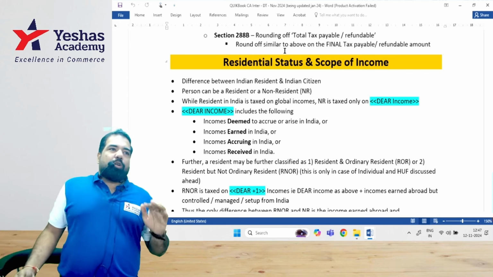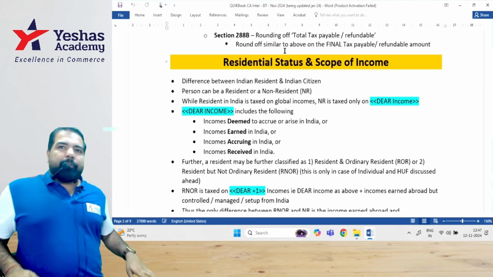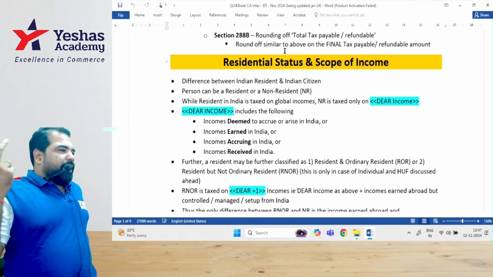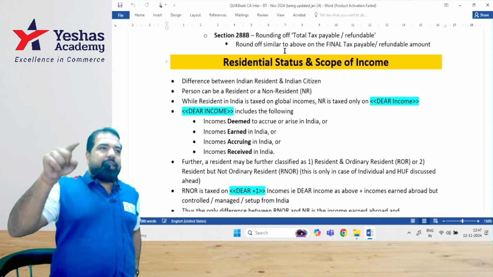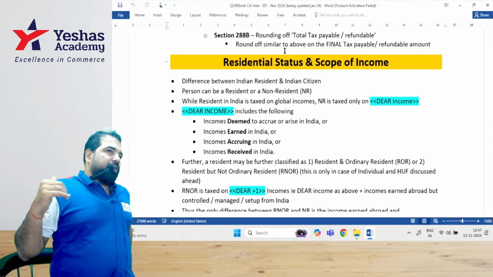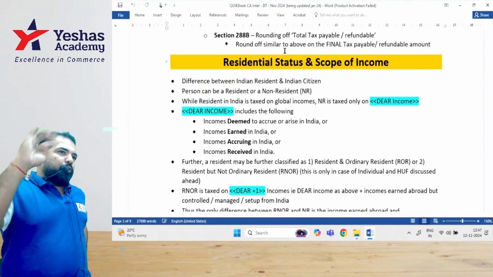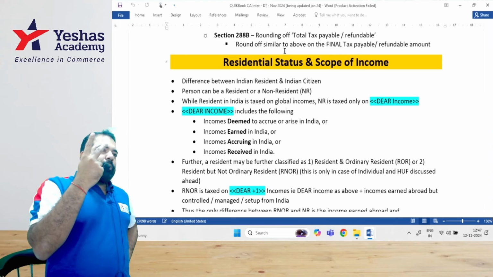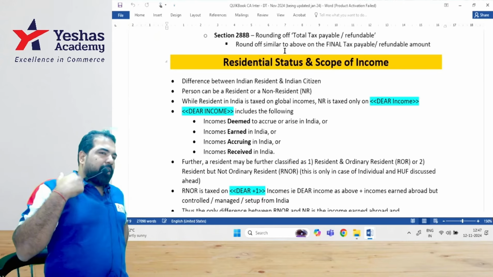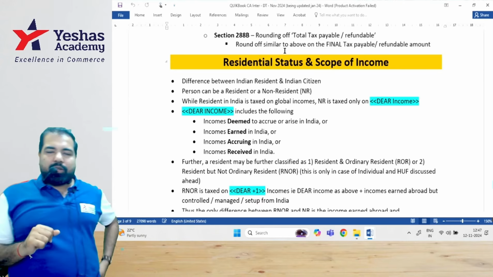Guys, scope of income is all those incomes taxable in India. Guys, there are three kinds of people. One of them is a non-resident, and two are residents: RNOR and ROR, resident and not ordinary, resident and ordinary. And all three of them, their scope of income is different. Non-resident: deemed, earned, accruing, and received in India. Earned is when I get the money, accruing is till I receive the money.